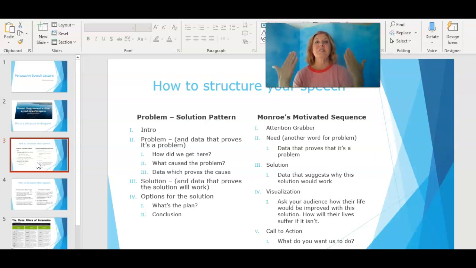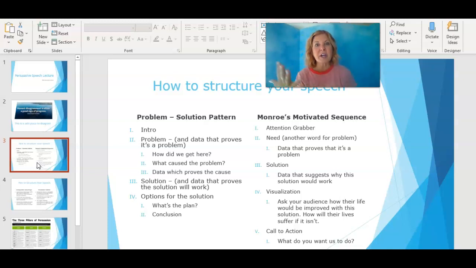And then you're going to talk about the need. And need is just another word for problem. Why do they call it need instead of problem? I have no idea, but they do. So you're going to establish the problem with data, and then you're going to offer a solution, and the solution has data, and then you're going to do a visualization piece. This is a very specific storytelling part. You are going to have us imagine what our life would be if we did this. Think how great it would be if we solved this issue. Think how awful it's going to be if we don't.